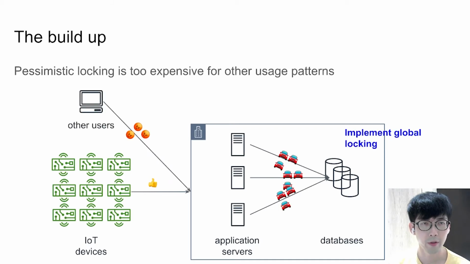A straightforward solution is to switch to pessimistic locking, which ensures only one thread can manipulate data at a time. But it actually causes many problems. Performance of other usage patterns degrades since their workloads suffer from unnecessary locking operations.